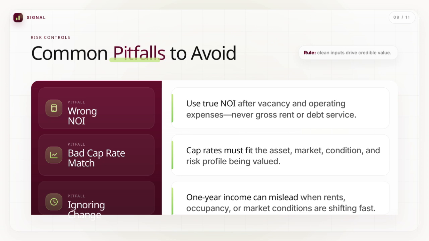The second pitfall involves a bad cap rate match. The capitalization rate must be appropriate for a specific asset, its market, its condition, and its risk profile. Using an incorrect cap rate can seriously distort your valuation. Lastly, ignoring change is a big risk. Relying on just 1 year's income data can be tricky, especially if rents, occupancy rates, or market conditions are changing rapidly. It's important to factor in these dynamics to avoid misleading conclusions. By steering clear of these pitfalls and ensuring your inputs are clean and well-matched, you can maintain strong risk controls and produce credible, trustworthy valuations.